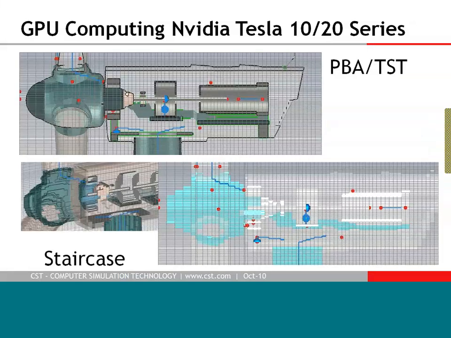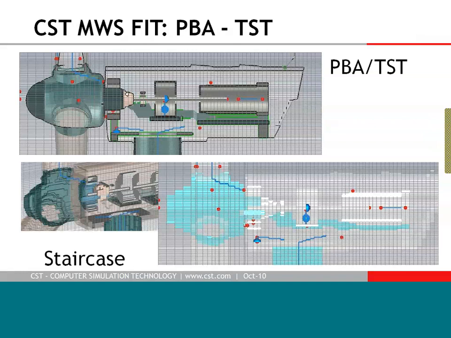Another way to reduce the number of mesh cells is to use the CST PBA technique. What we see here is the detailed part of the engine where a lot of curved parts and small details are designed. If we compare with the classical staircase mesh, we might need to refine a lot, especially to avoid short circuits or unwanted gaps. So with PBA, we can easily reduce the number of mesh cells that we need and keep the time step larger.